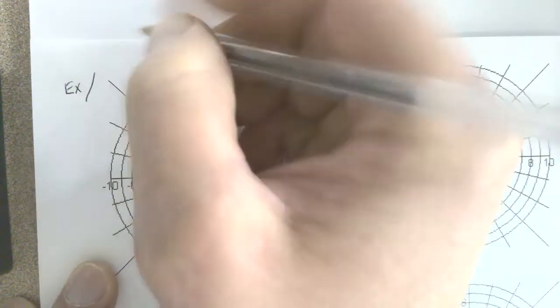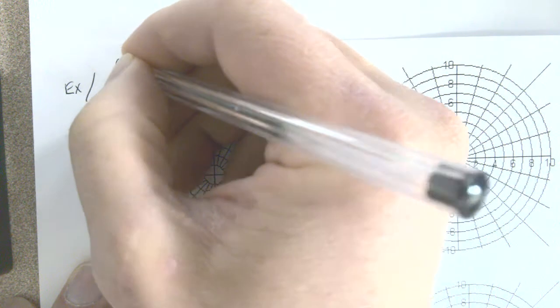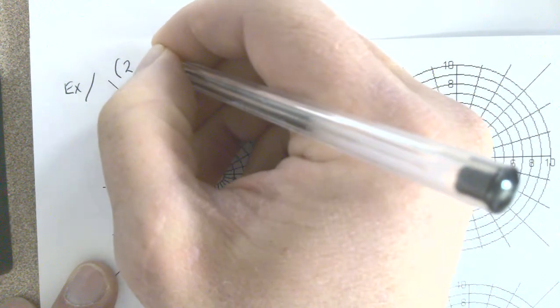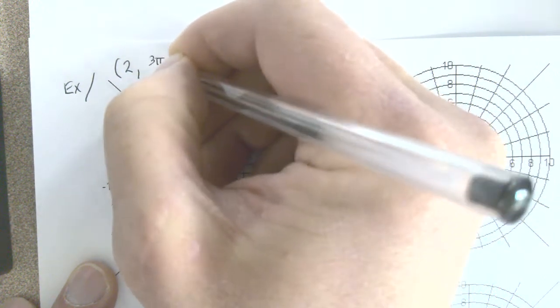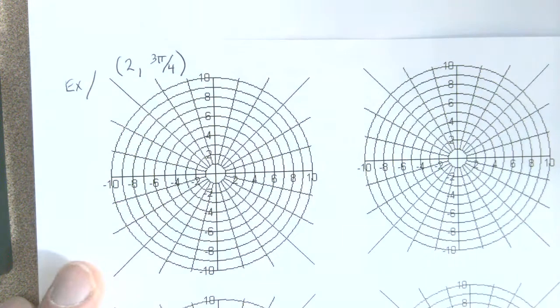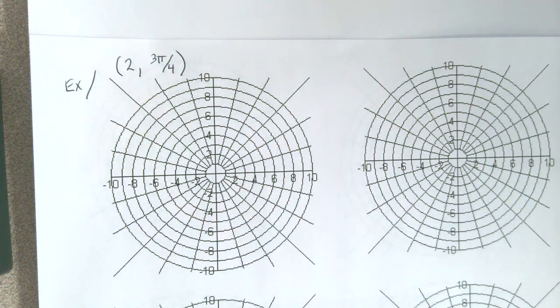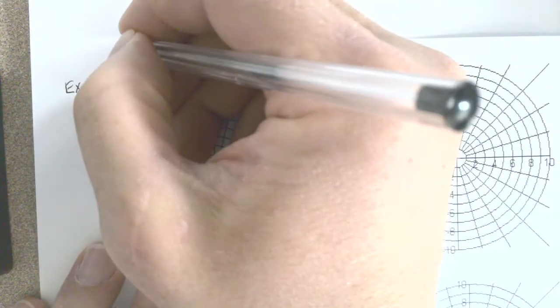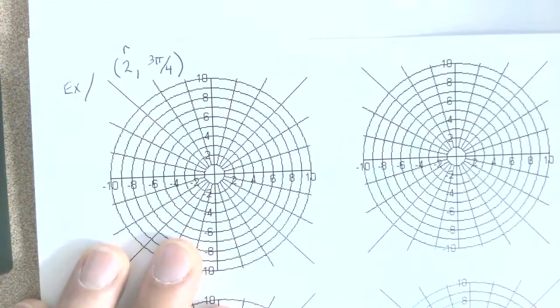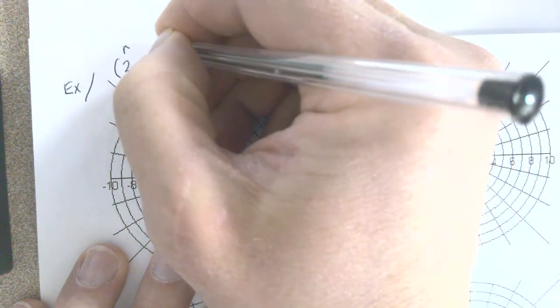So the first example we're going to do is the point 2, 3 pi fourths. Now this is called polar form. And really polar form is just the R value is the first term and the theta value is the second term.